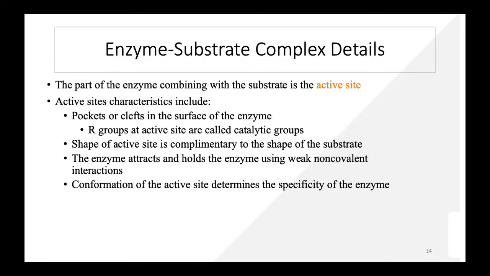And the shape of your enzyme changes as soon as your substrate attaches to the enzyme. It attracts and holds the substrate using weak interactions. Then after the product is formed, it will release them. The conformation of the active site determines the specificity of the enzyme. So how specific an enzyme is, is all governed by the enzyme substrate complex.